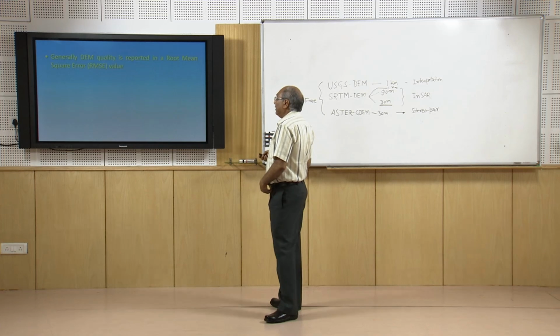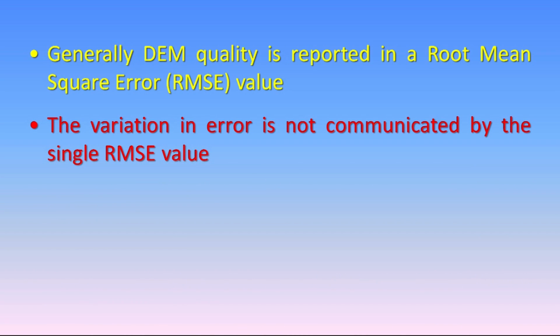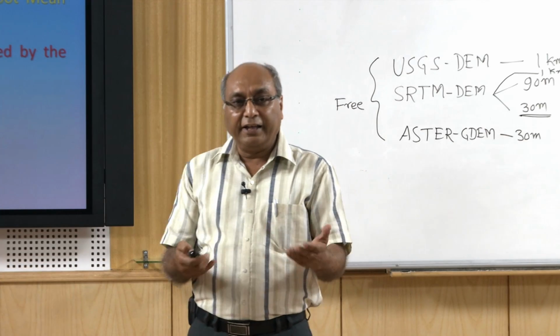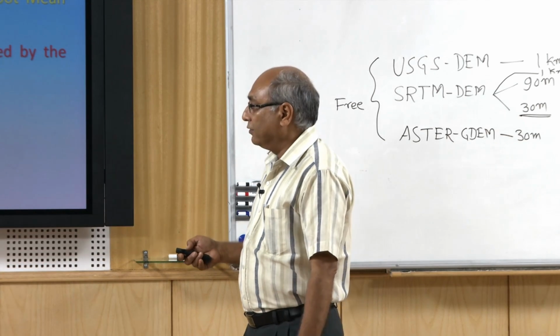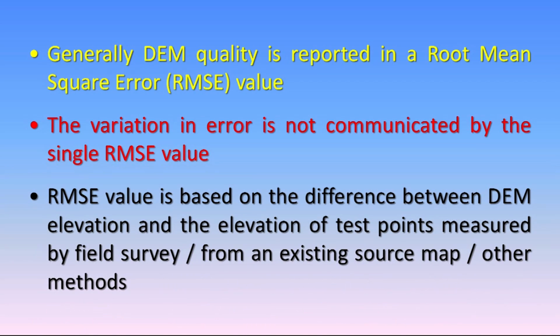Generally DEM quality is reported as a root mean square error, or RMSE, value by the developers of those DEMs. Or if you are using interpolation techniques, say kriging, at that time also you can record the errors. The variation in error is not communicated by a single RMSE value. This RMSE is based on the differences between the DEM elevation and the elevation of the test points or ground control points measured by field survey, from an existing source map, and other methods.